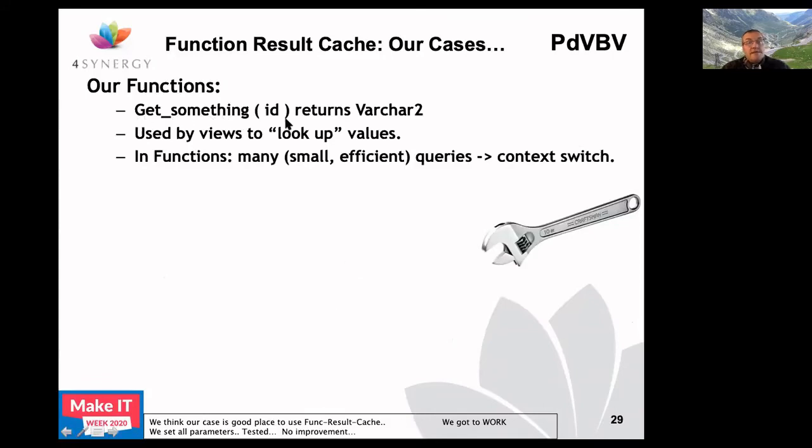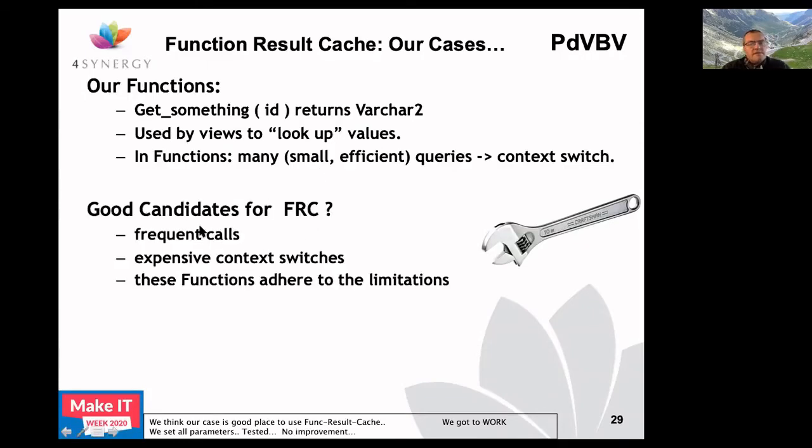Our function was to get some sort of description based on an ID. It's always get some name, some value. Most of them return the varchar. I think all of them return the varchar, actually. And they were used by those views as sort of lookup values. So we thought this would be a small and efficient function. We were aware of the context switch between SQL and PL/SQL, and we know there is an additional overhead for that. So yes, we think we had good candidates for function result cache.